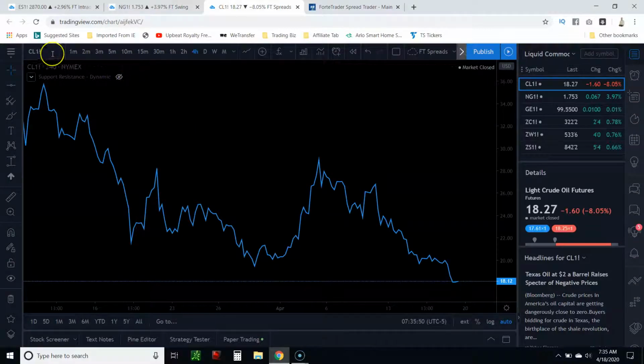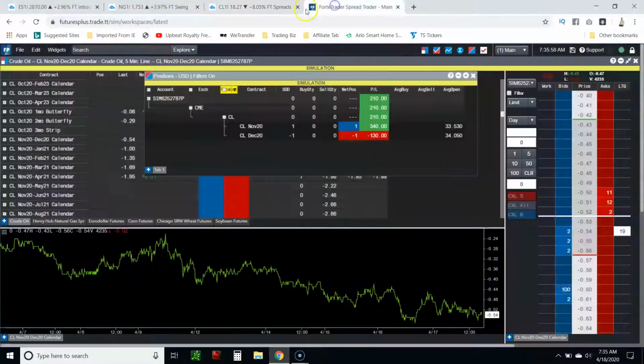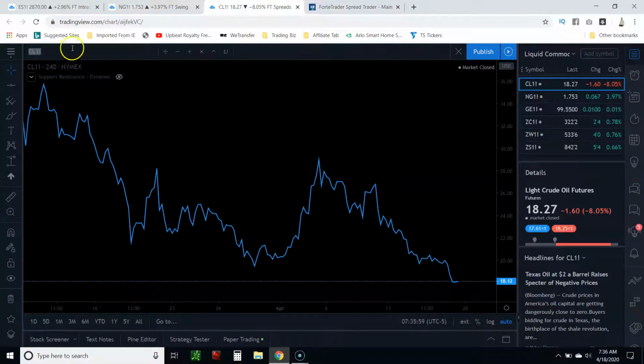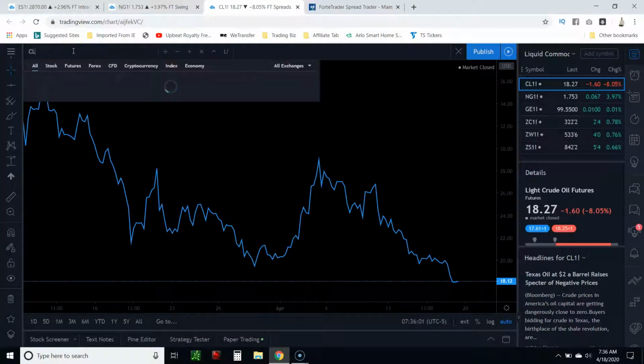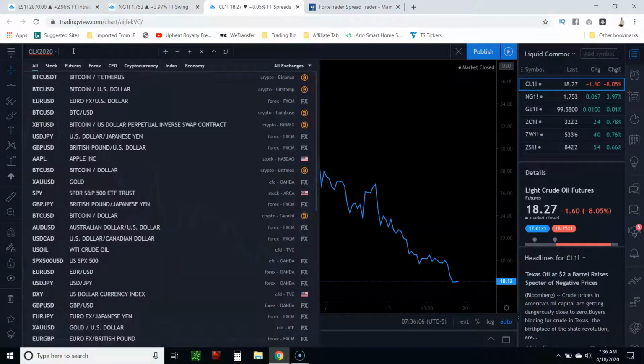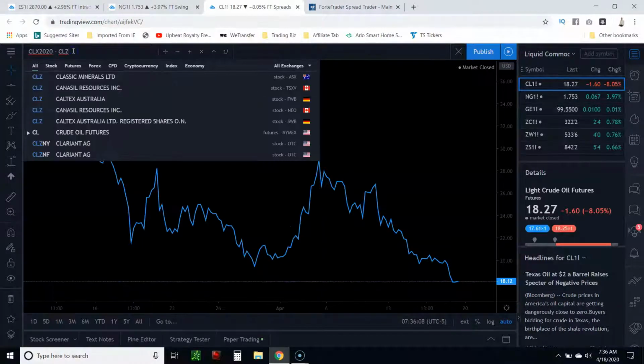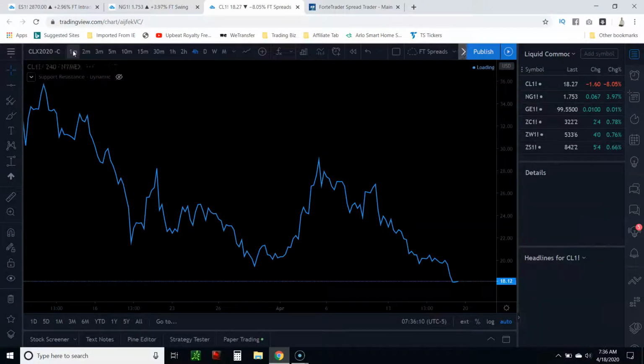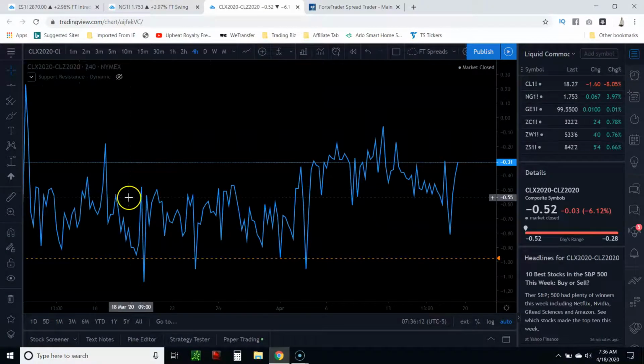So we're on crude oil, and I want to create a spread. In this case, the November, December. So I put my CL, I put my November contract, I do a space minus the December contract, and you'll learn all these letters. I still don't know all these letters by heart. I just know the ones that I normally will bring up. You'll see on the side here, you have the composite symbol, CLX 2020 minus that, and it's showing minus 52 is where it closed.